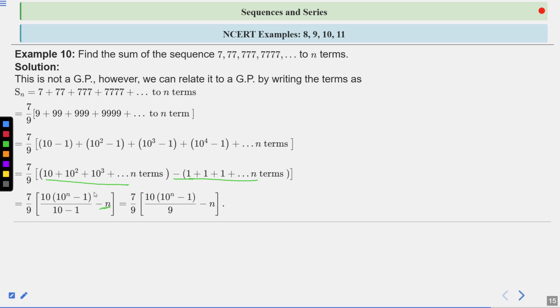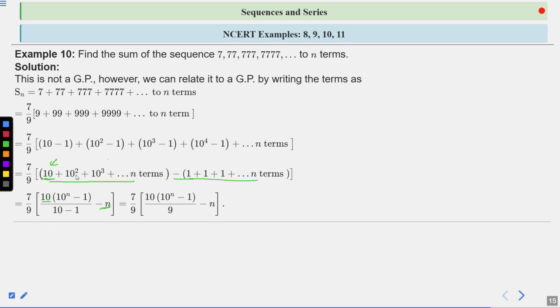Now what about this? This is your GP if you recall. Yes, so this is nothing but your corresponding GP series. So 10 is your first term, your second term 10 square, your third term 10 cube up to nth term. Now, how are you going to find out the sum for this? Quite simple. You know the sum of first n terms in your GP. So you require your first term. In this case, first term is 10. So 10, first term, times r raised to power n minus 1 divided by r minus 1.